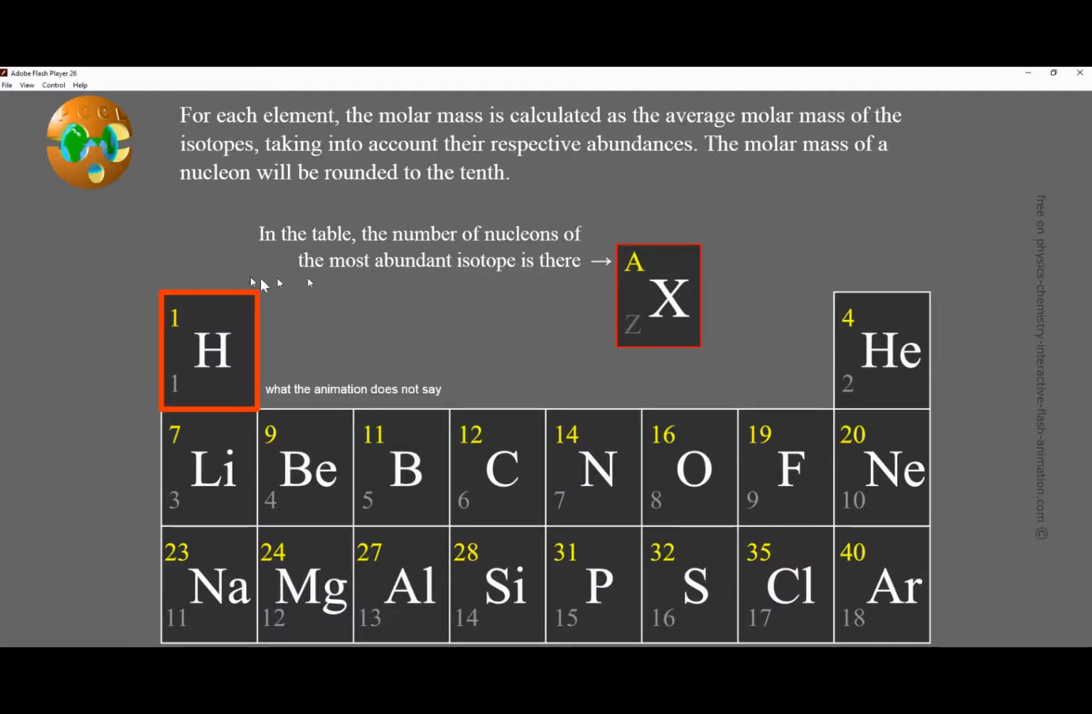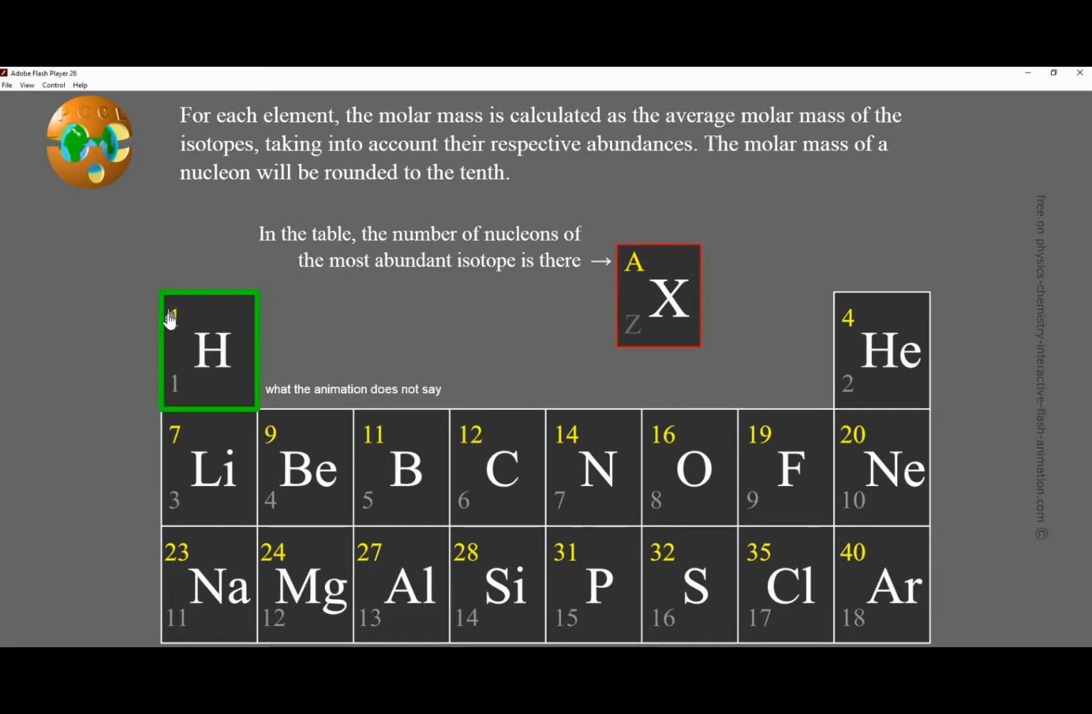Kia ora. This interactive by PCCL shows how to calculate the molar mass of an average atom. So you look at all the isotopes in the natural abundance in terms of their percentage and do the calculation to get the average molar mass.